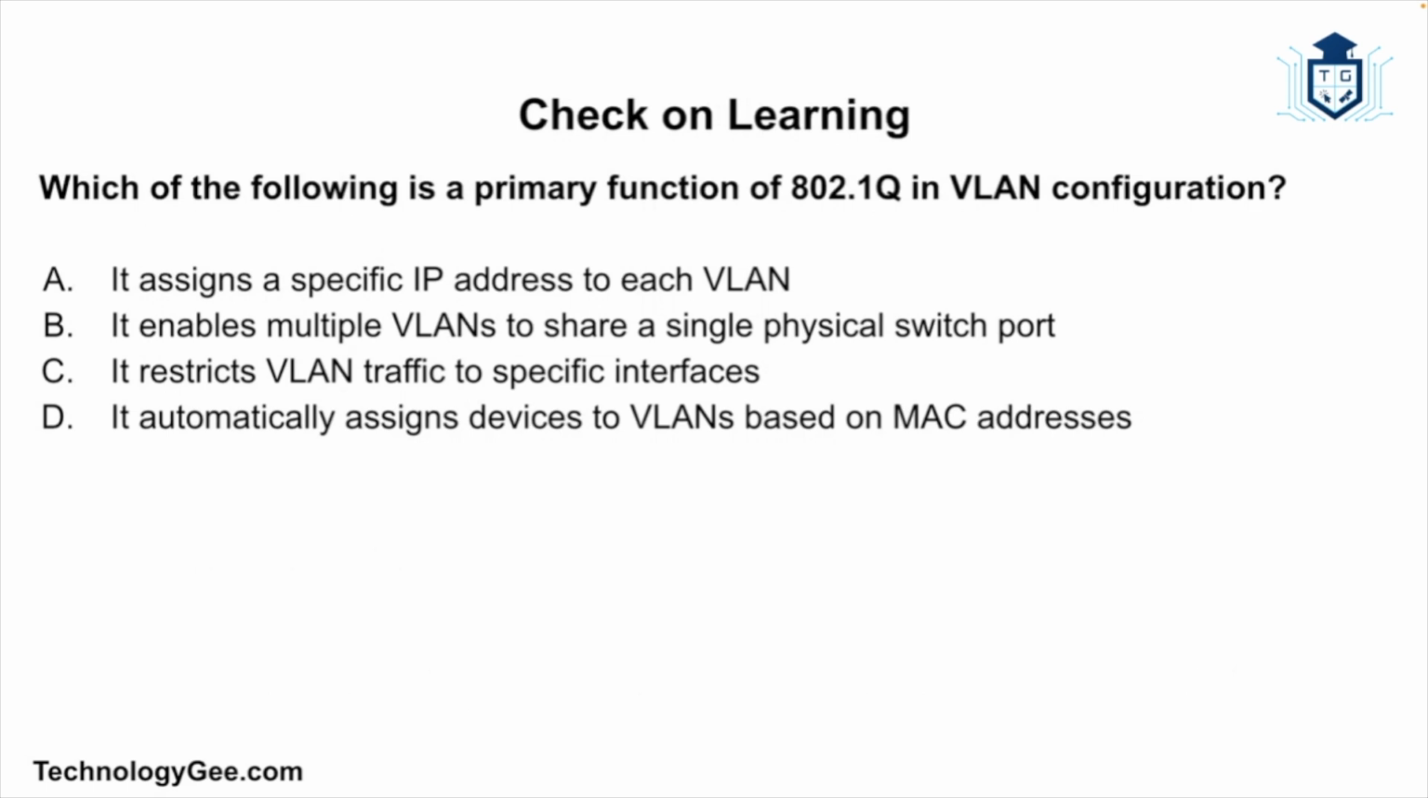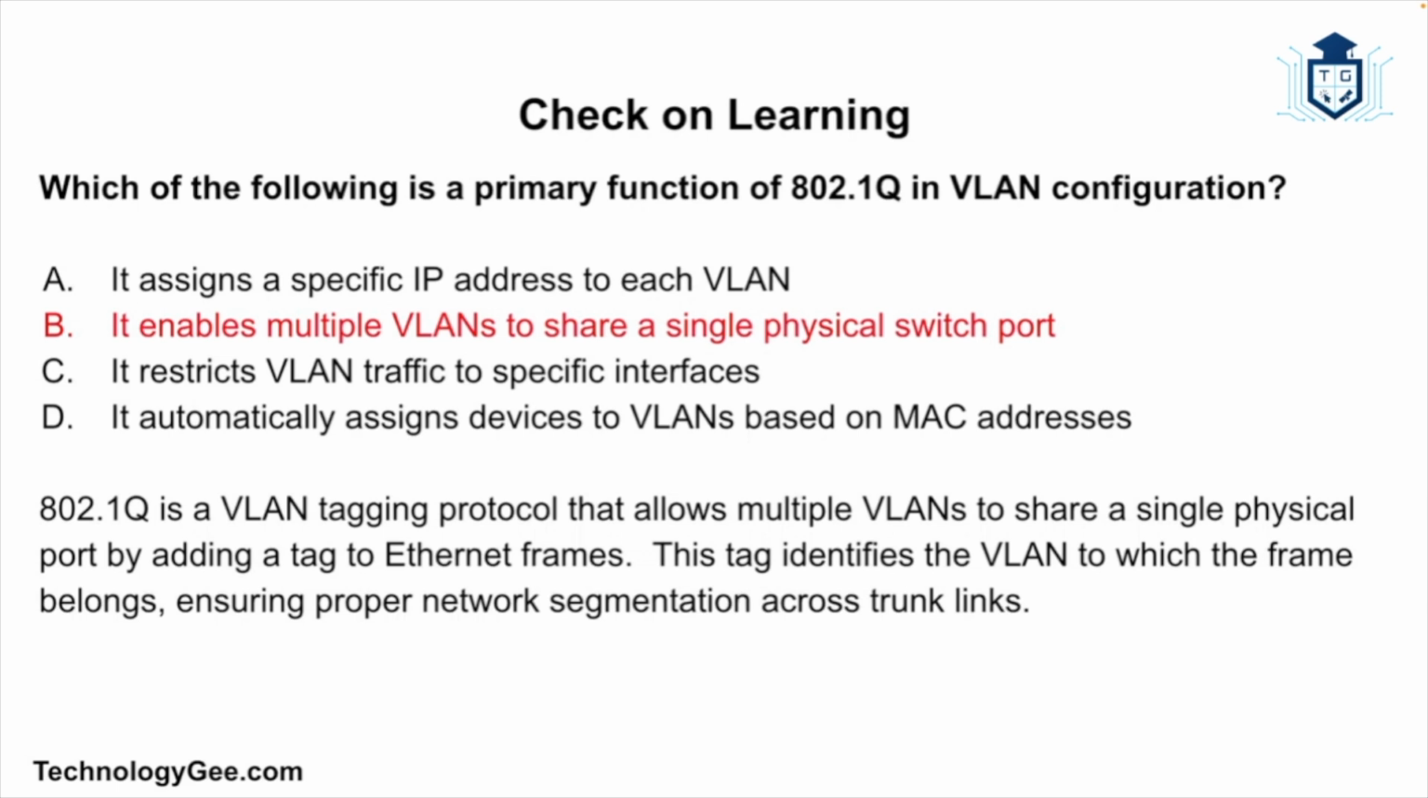So the first question is, which of the following is a primary function of 802.1Q in VLAN configuration? Does it assign a specific IP address to each VLAN? Does it enable multiple VLANs to share a single physical switch port? Does it restrict VLAN traffic to specific interfaces? Or does it automatically assign devices to VLANs based on MAC addresses?